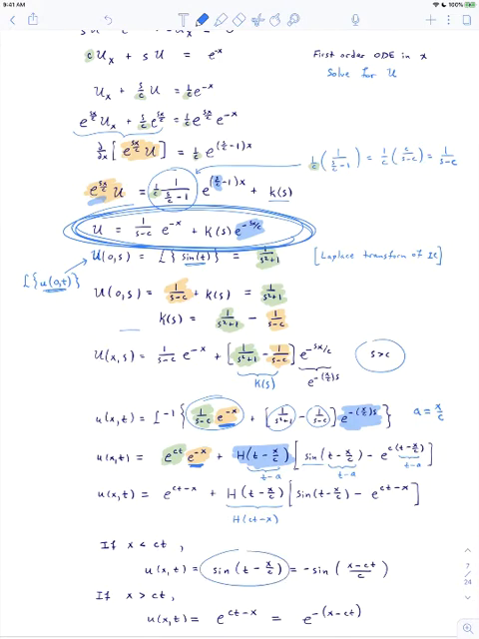You just end up with that sine term, which I've rewritten here just so it looks like the right traveling wave. On the other hand, if x is greater than ct, then this term becomes 0. And so you're just left with the exponential, which you see here. And then this one's rewritten here so it looks like a right traveling wave. So that's the solution to that advection problem.